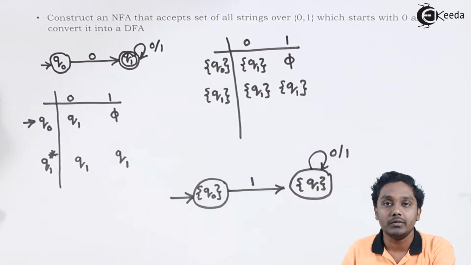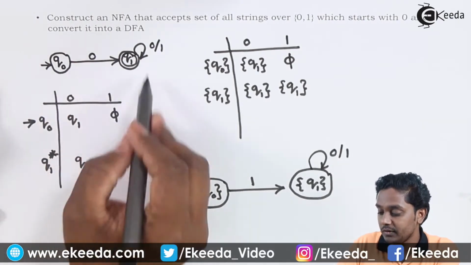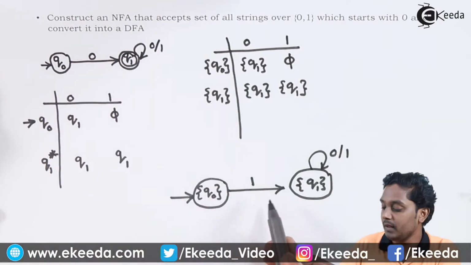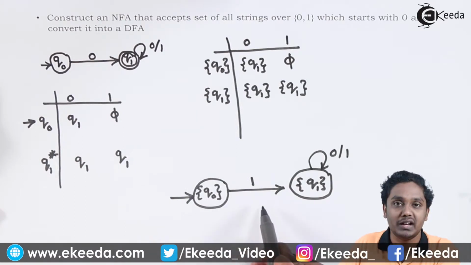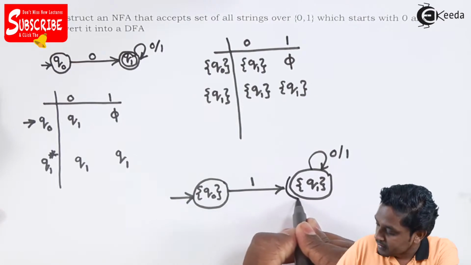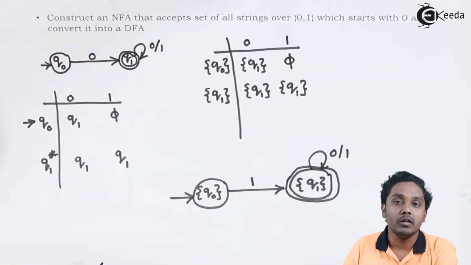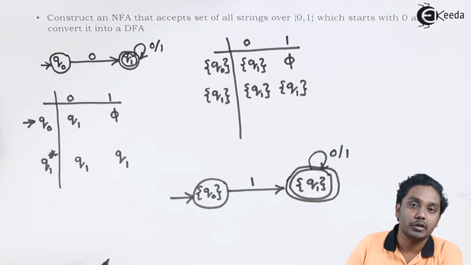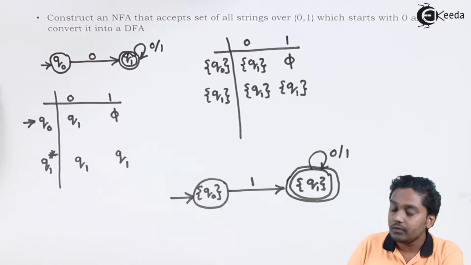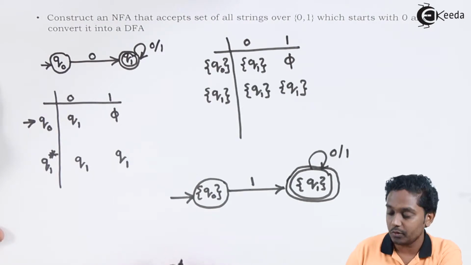Now we have to identify the final state. We know that in the DFA, the final state is the one containing Q1. In this, the only set which contains Q1 is the second one. So this becomes the final state. What we have drawn is an equivalent DFA for the given NFA. But we are left with one more transition. What is it? 1 from Q0.